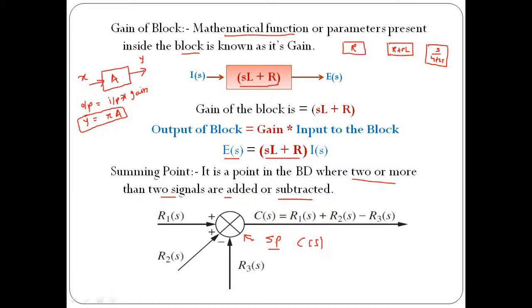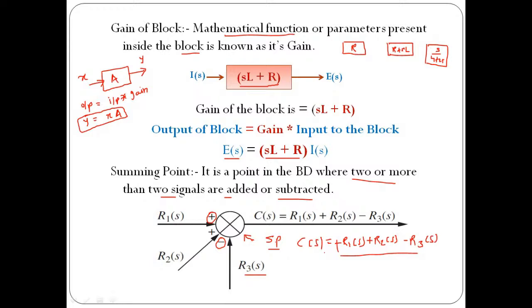So it is going to be like C of S is input R1 of S with its sign. So here the sign is plus, so I need to write plus. And then the second input is R2 of S with sign plus, so it is going to be plus R2 of S. And then the third signal is R3 of S with sign minus, so here we need to take minus R3 of S. In this way, we are trying to find the output corresponding to various types of input signals available at the summing point. So R1 of S plus R2 of S minus R3 of S is going to be C of S.